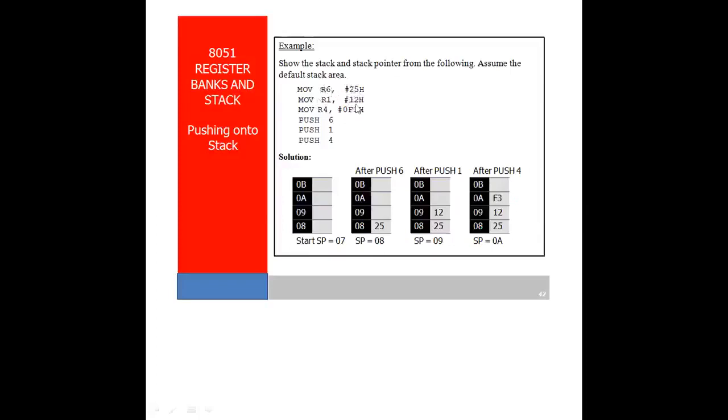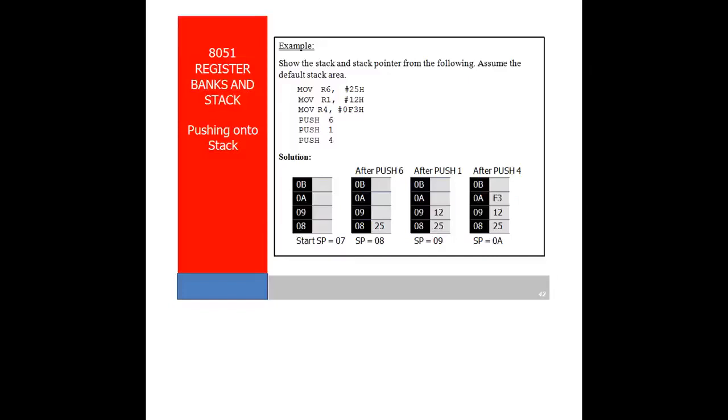Similarly, 12 will be loaded inside register R1, and 0F3H means it is actually F3, where F is represented in hex, as already discussed. We are loading the F3 value inside register R4. Now, the instruction associated with the stack is PUSH. Whenever I am pushing the data, I am pushing the content of register R6 into my stack.